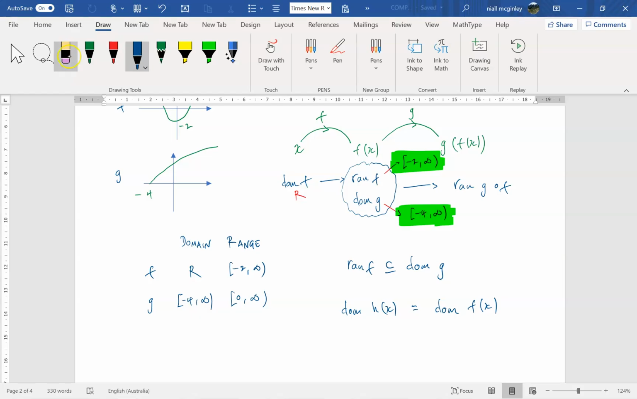So if we think about getting the range now, okay, I'll just take these away. Think about taking the range, then what's going to happen is, although it does exist, the domain of g is now going to change, okay, because we're only getting out values from -2 to infinity in the part f of the composite function. So therefore, this will no longer be your domain of g. Your domain of g will be purely between -2 and infinity.